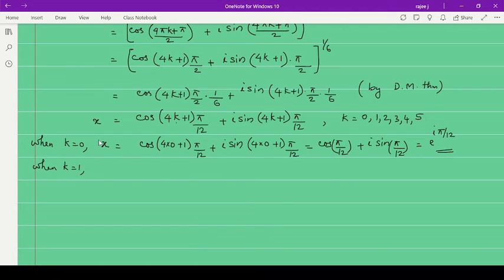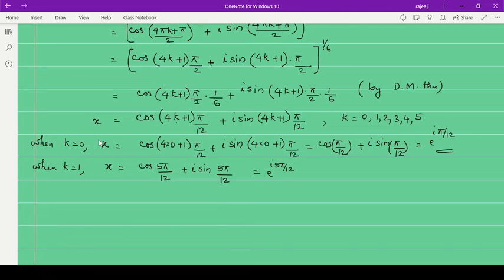k is equal to 1, x is equal to, now put here k equal to 1, so 4 into 1 is 4, 4 plus 1, 5. So that is x when k equal to 1: cos 5 pi by 12 plus i sine 5 pi by 12, same to same it will come, and this can be written as e raised to i 5 pi by 12.